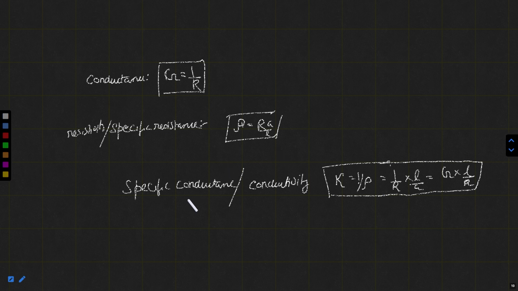Simple. Then we have seen equivalence conductance. So this is the important one, I think. Questions are asked from here only. Most often questions are asked from here. Here also questions are asked from these points, but this is the most important: equivalence conductance.